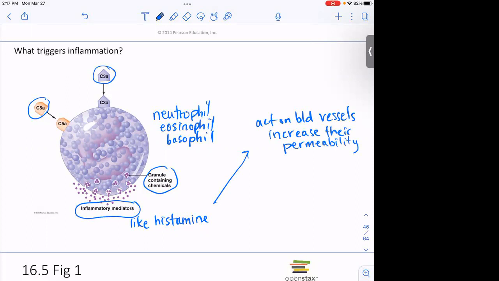And that causes the cells that are in the blood vessels to be able to leave the bloodstream and get out into the tissues wherever the invader is present. So that helps to resolve the infection.